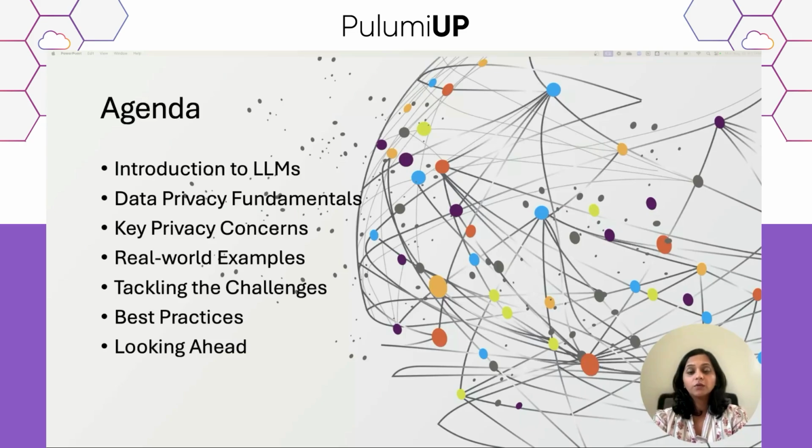We will start with a brief introduction to large language models, what they are, and why they are such a big deal. Then we will lay the groundwork by discussing fundamental principles of data privacy. This will set the stage for our deep dive into the key privacy concerns specifically related to LLMs. To keep things grounded, we will look at some real world examples that show these aren't just theoretical worries.